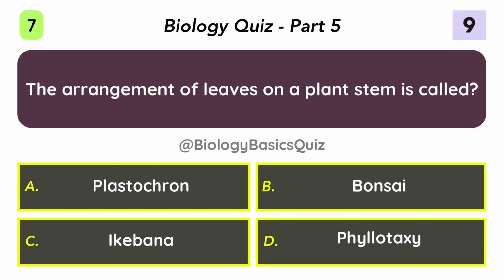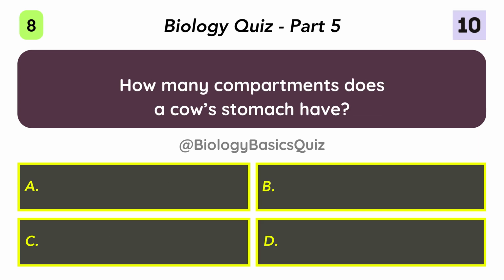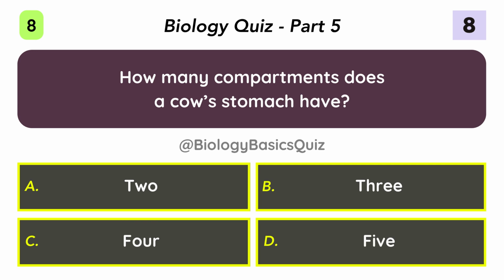The arrangement of leaves on a plant stem is called phyllotaxy. How many compartments does a cow's stomach have? Four.